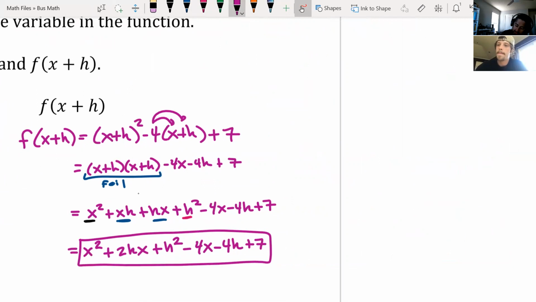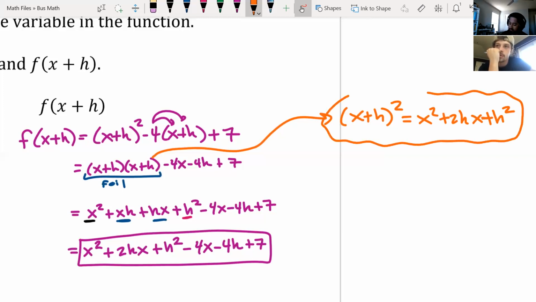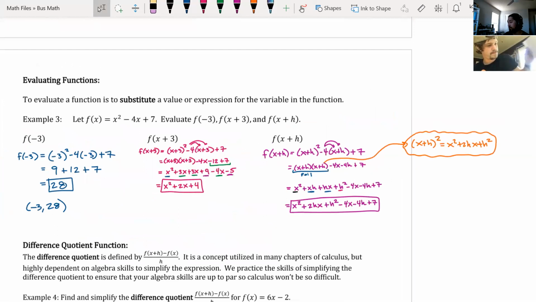And now, of course, this is going to lead into something bigger, which is right below. But to save you some time, if you ever see x plus h squared, and to save you about a good 10 seconds, know that x plus h squared will always FOIL out to x squared plus 2hx plus h squared. So this will save you some time whenever you see that, because we're about to see it a lot in the next two problems.